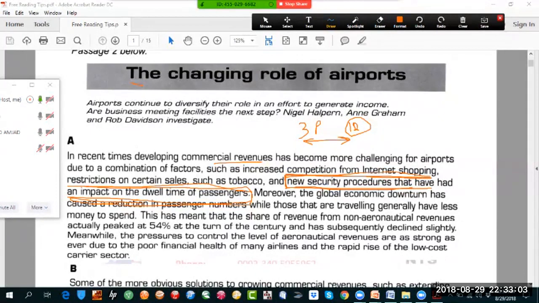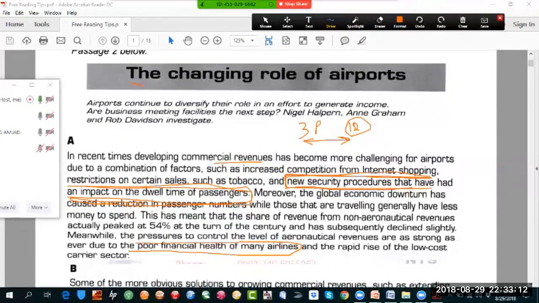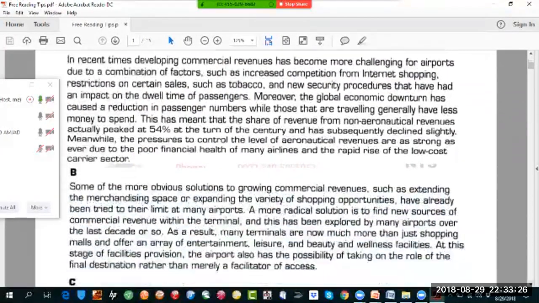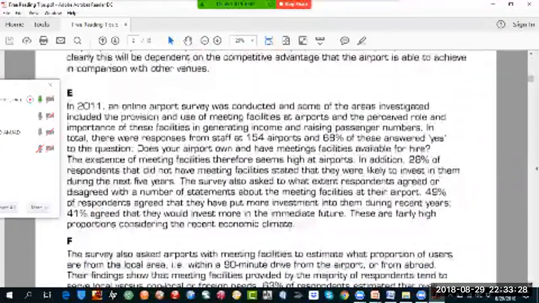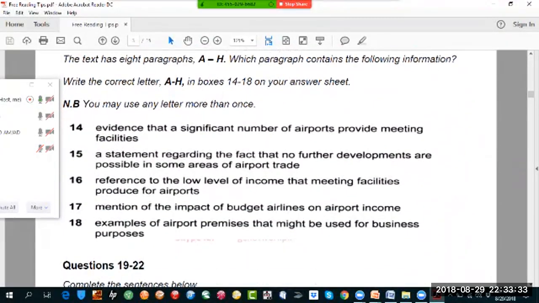The second thing is, because of the poor financial health of many airlines, or you can say budget airlines, their revenues have gone down. Airport revenues have gone down. Okay, these are the 2 points, and now I'm going back. This information I've just read in paragraph A is fresh in my mind, so I will ask you now.